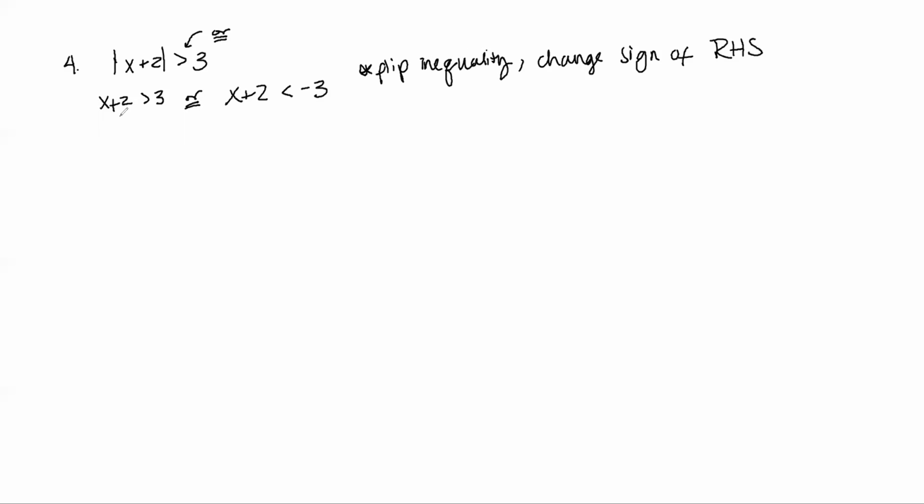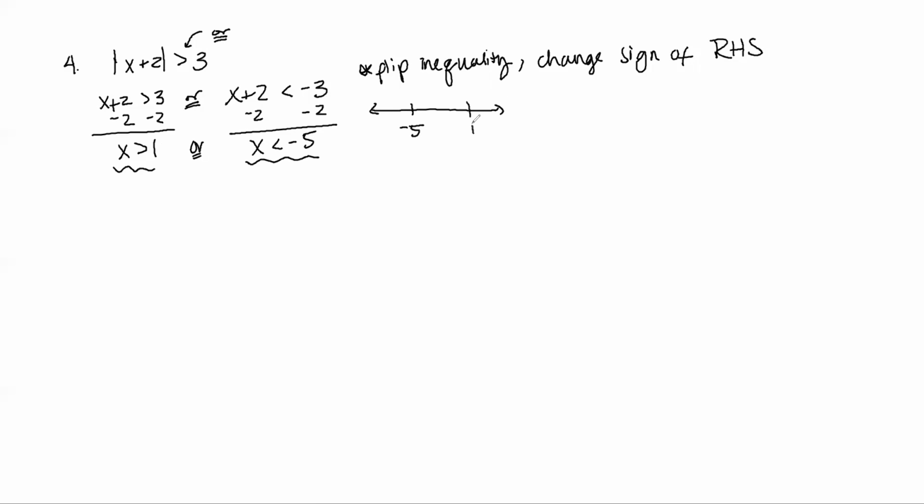Okay, now if I solve both of these, I'm going to subtract 2. We get x is greater than 1. So we got that 1 again. Or subtract 2 here. We get x is less than negative 5. Got that negative 5. Now, if we graph this, make sure you put them in numerical order. So negative 5 on the left, 1 on the right.